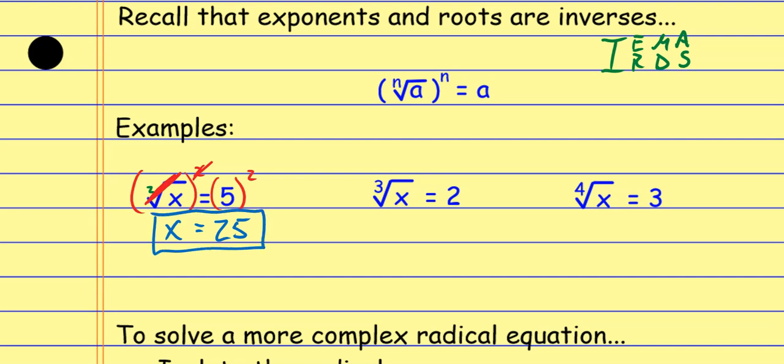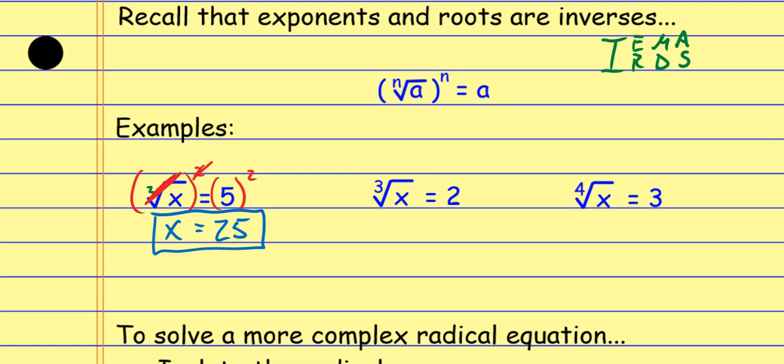This is no different than solving any other equation that we've ever solved. We're just now starting to realize that exponents and roots are inverse operations, that they cancel each other out. We've known for a long time that addition and subtraction cancel each other out. We've known for a long time that multiplication and division cancel each other out. But now we need to understand that exponents and roots cancel each other out.